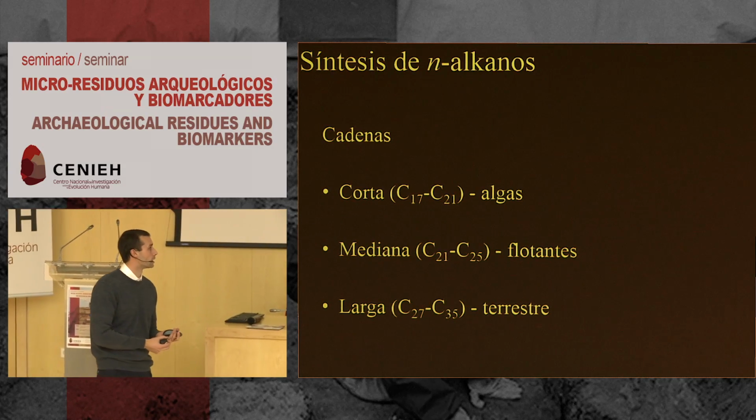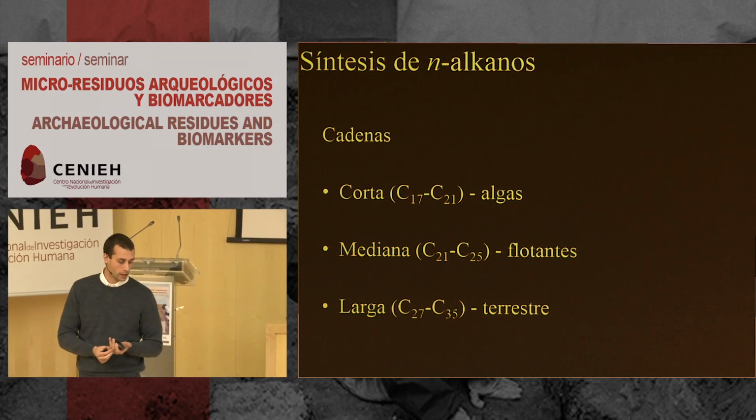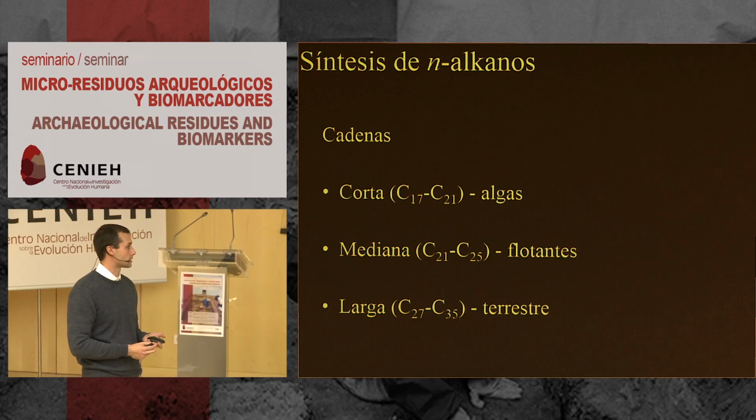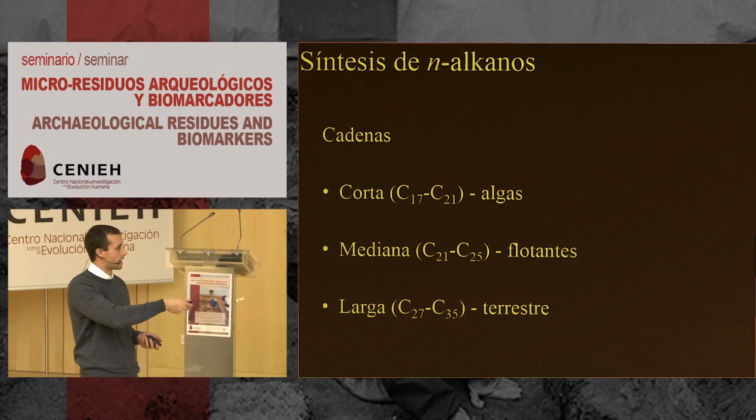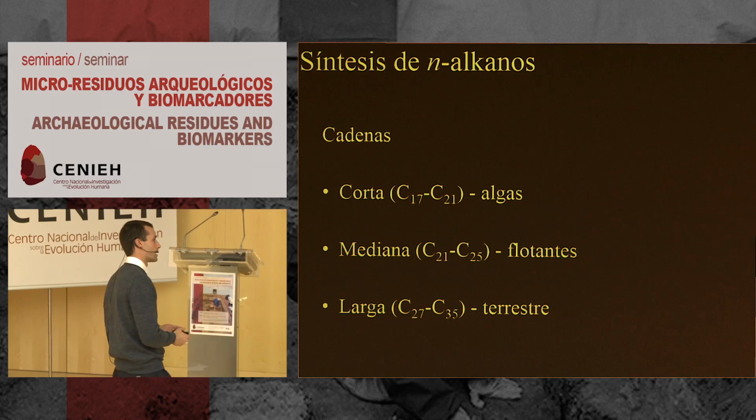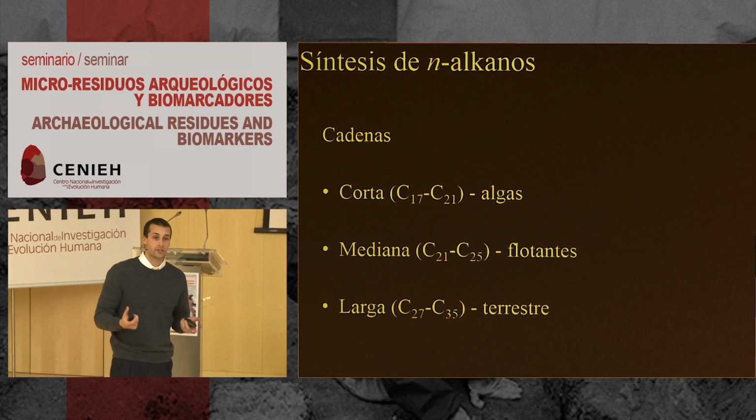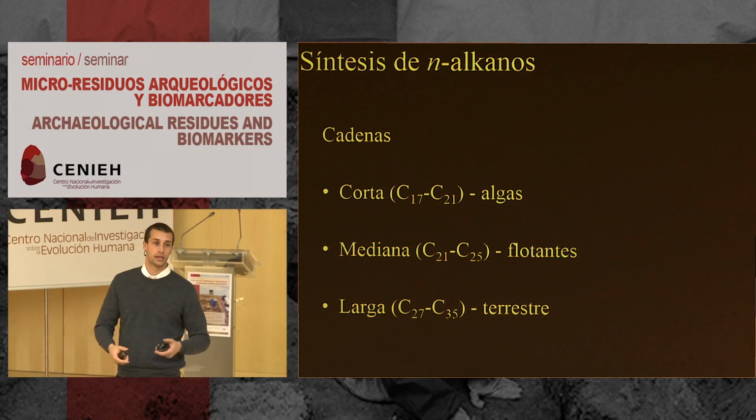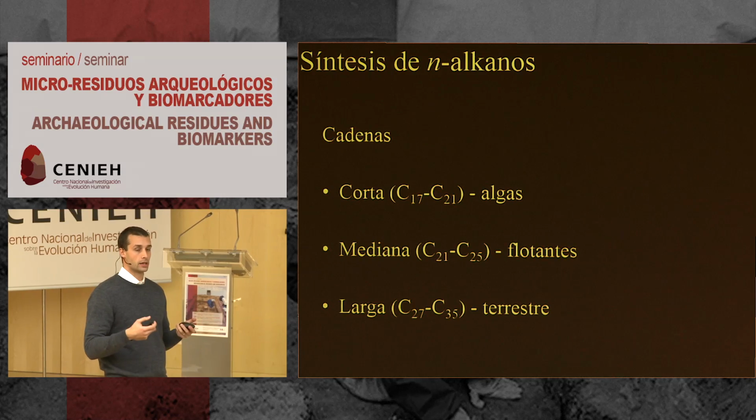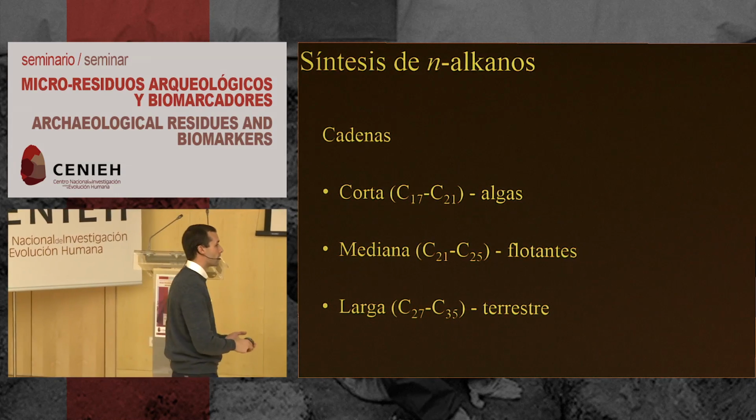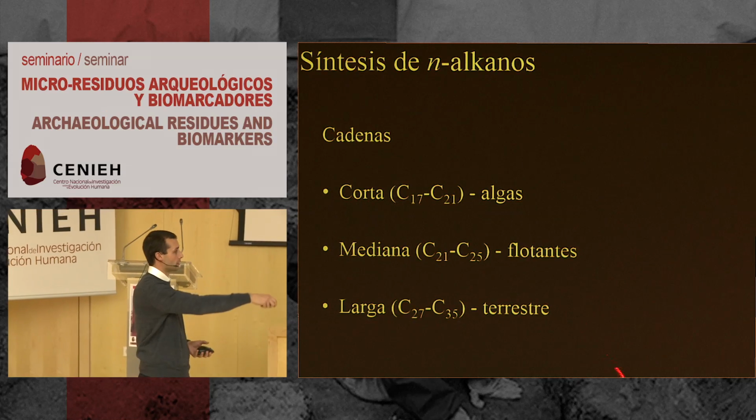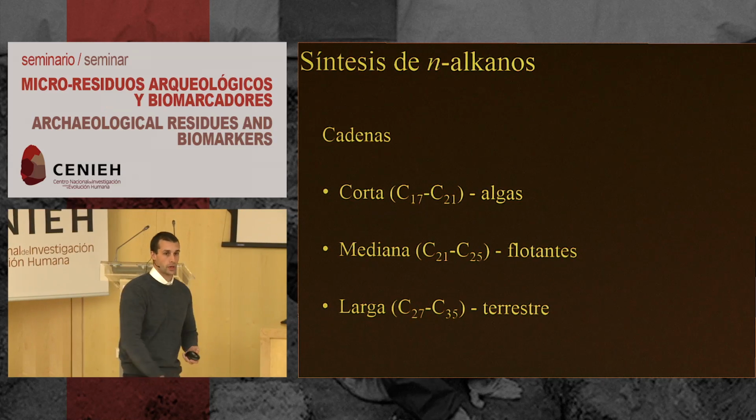And like I mentioned before, depending on our source of biosynthesis production, we can get an idea of where they're coming from. If it's an algae, an aquatic plant, or a terrestrial plant. And if we're really interested in terrestrial environments, in what is happening in the ecosystem where our hominid relatives were living, we want to focus on these larger chains, these C27 through 35.